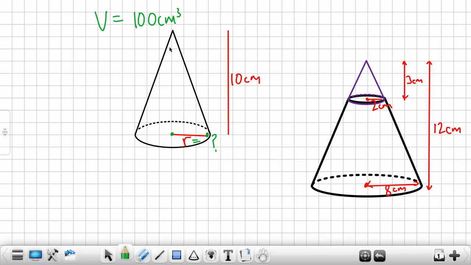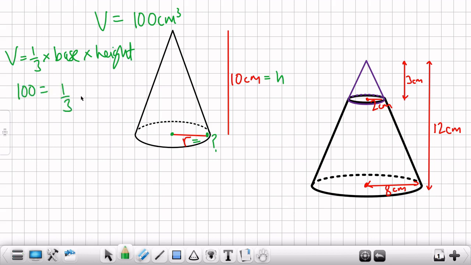We know the volume of a cone is given by 1/3 times the base, in this case a circle, pi r squared, times the vertical height. That's the height, and that is equal to the volume. But here we've got the volume as 100, V is 100, so that's given to us.